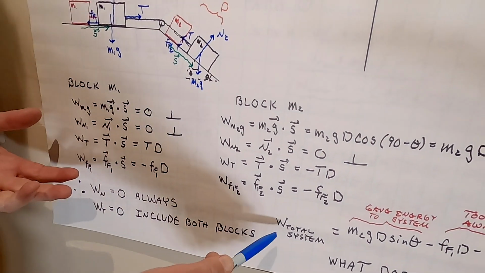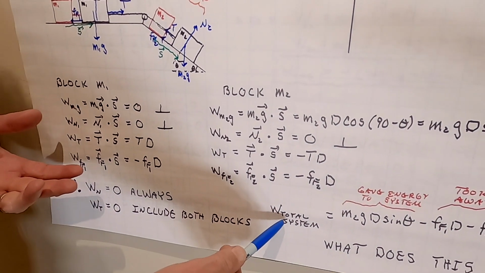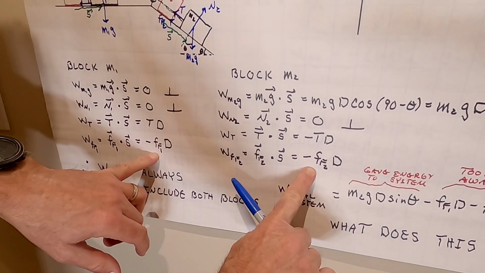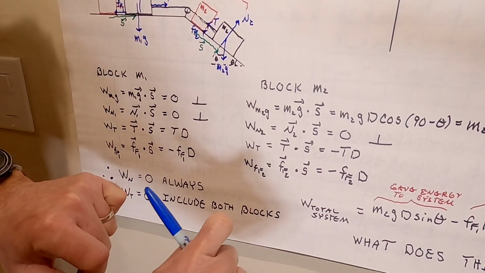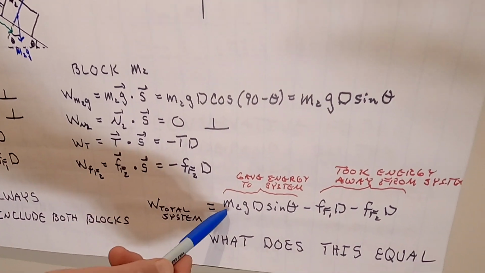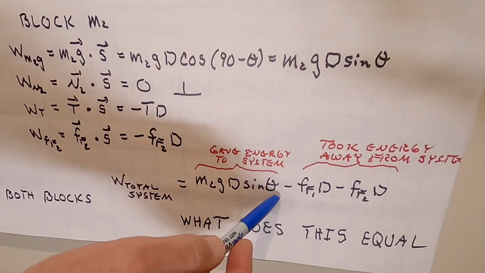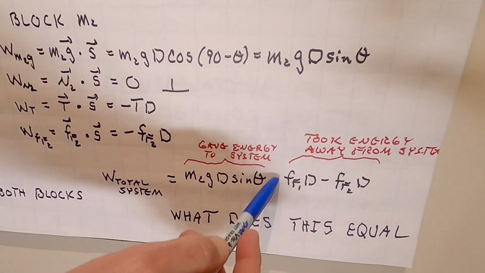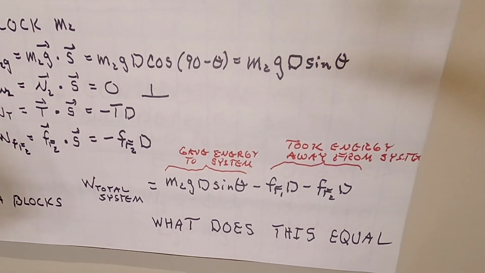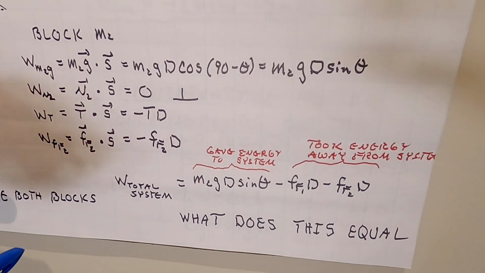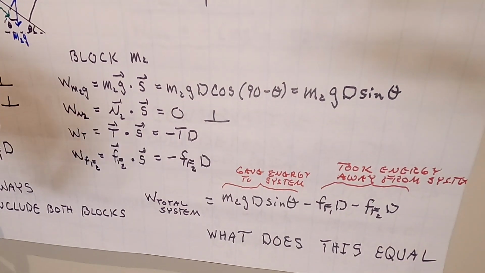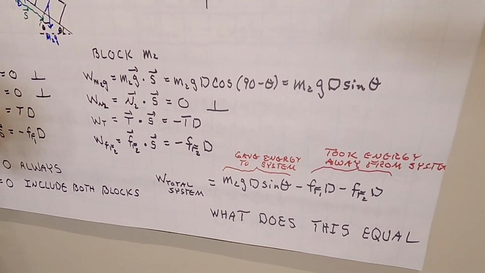So in our system, when we add up all of these, the only ones we have are these two negatives and this one positive. You notice if it's positive, this was helping speed it up. These are helping to slow it down. So anytime the work from a force is positive, it's probably helping it speed up. Anytime it's negative, it's always going to slow it down.